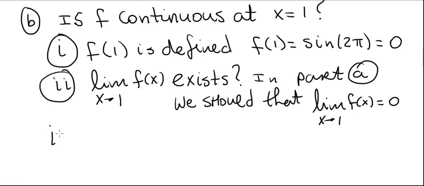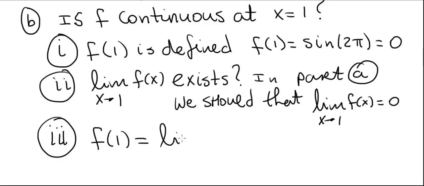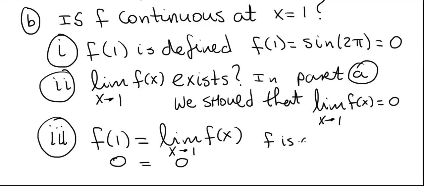The third condition for continuity at 1 that must be true is that f of 1 must equal the limit as x approaches 1 of f of x. Well, f of 1 is 0. The limit as x approaches 1 of f of x is also 0. So 0 equals 0, and the conclusion is f is continuous at x equal to 1. And let's move to part C.